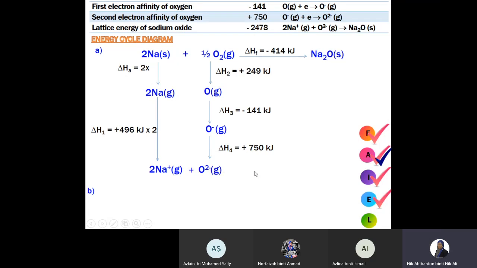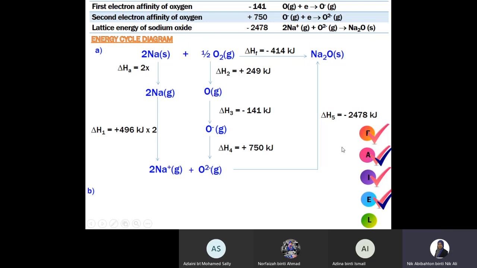So we connect it to complete our cycle for the lattice energy. The enthalpy for the lattice energy of sodium oxide is negative 2478 kilojoule. So we finish constructing the Born-Haber cycle, the energy cycle diagram. Check your phase, check your unit for each enthalpy, and check your label for your enthalpy.